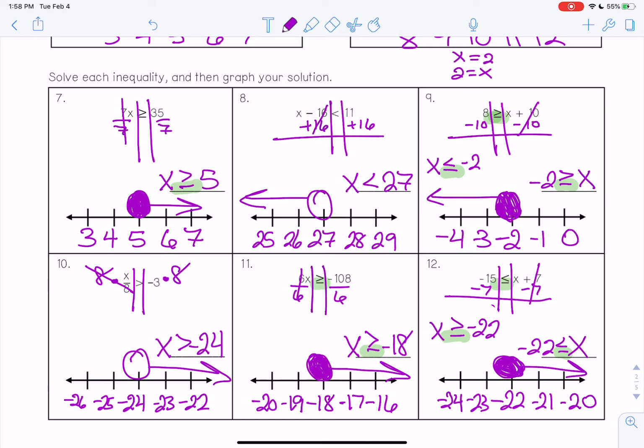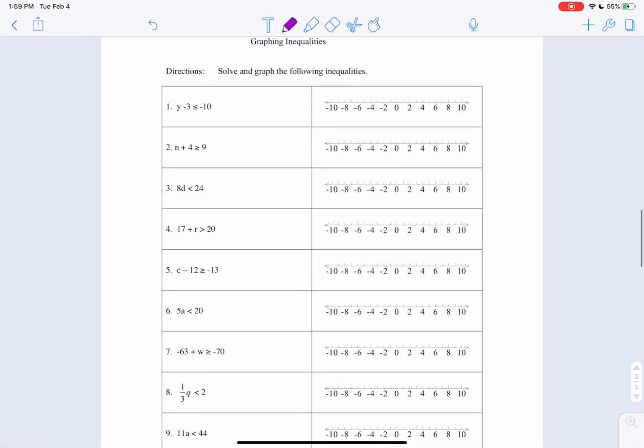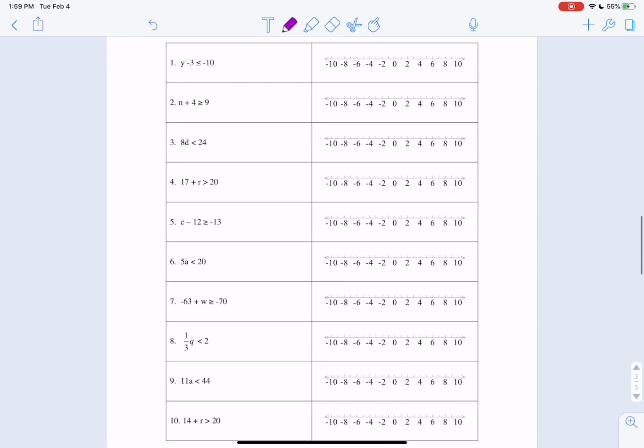Okay? Go ahead and pat yourself on the back if you got them all correct. All right, moving on. So for this next page, honestly, it's just straight practice. 1 through 10. You're just going to go through and practice solving these one-step inequalities and then graphing them. I want you to go ahead and pause the video, do all the problems 1 through 10, and then when you're ready to check to see if you did them correctly, go ahead and restart the video. Pause the video now.